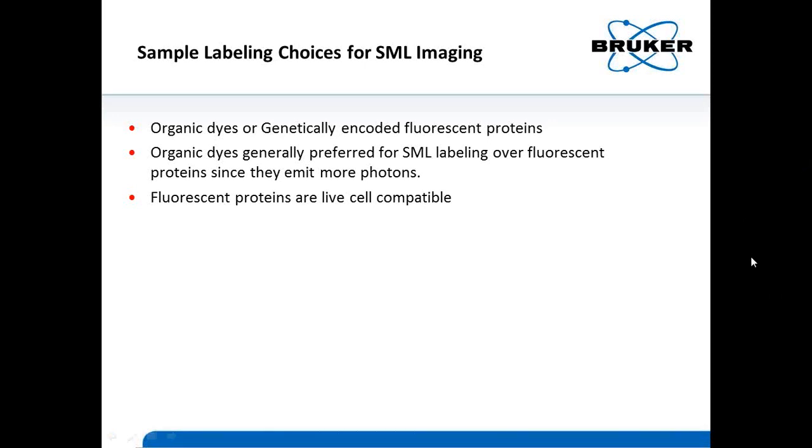Basically, people either use organic dyes or genetically encoded fluorescent proteins. Typically, organic dyes are preferred, especially when people are starting out with SML labeling, over fluorescent proteins, for a couple of reasons. One of the biggest reasons is, of course, they emit about 10-fold more photons than the fluorescent proteins do. Two, if you're looking at typically fixed cell applications, you could just do immunolabeling, and you don't have to put in a lot of time and effort up front while you're trying to test what this can do for genetic encoding.